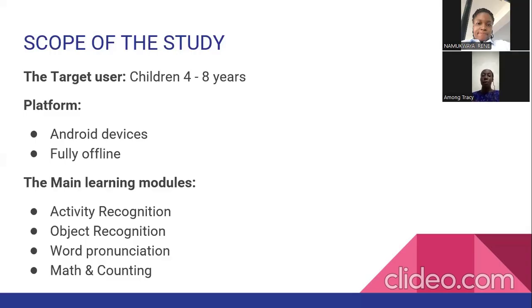So the main learning modules within this application include activity recognition, where these learners get to identify everyday activities such as sweeping, reading, then object recognition, where the learners are required to identify simple objects around them, things like balls and pencils. Then word pronunciation, where the children's vocabulary is improved. They're taught how to pronounce these different words. And then math and counting.